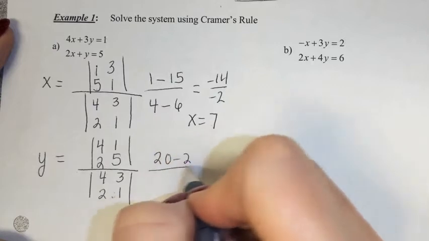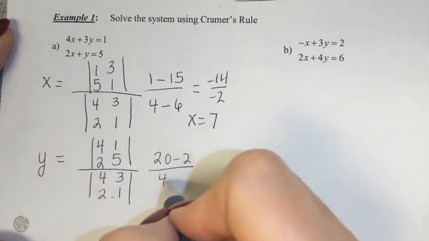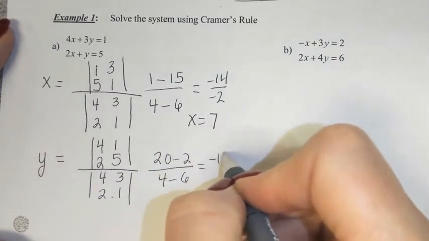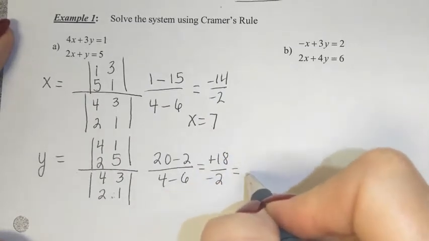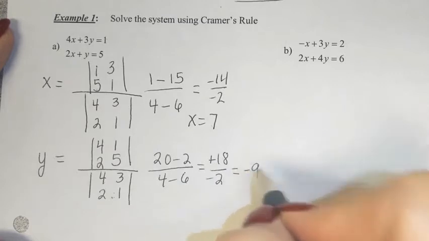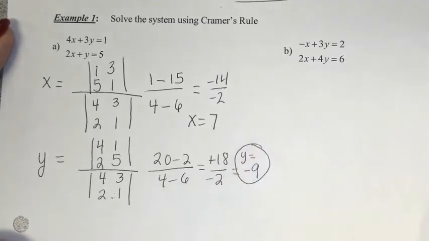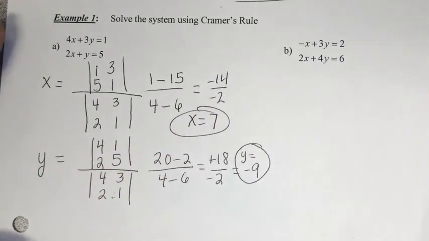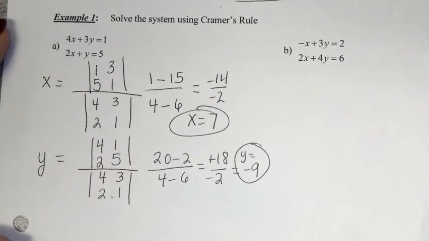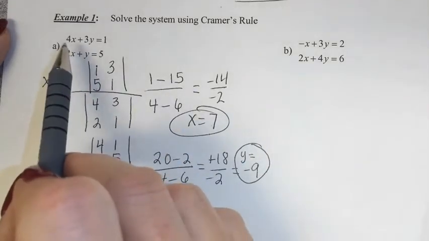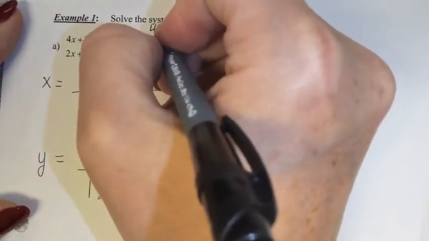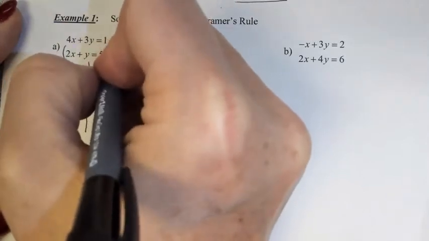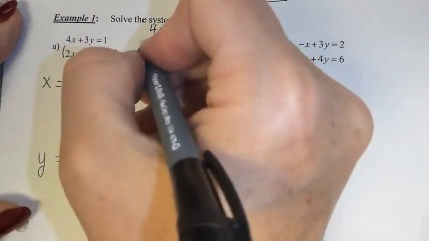So we're going to do 20 minus 2 over 4 minus 6. And that's going to give us negative 18 over negative 2. Positive 18, rather, over negative 2. And that's going to give us negative 9. And so that means that the x and y value that will make this true is 7, -9. So if we plugged in 7 for x and we plugged in -9 for y, we would see that that's going to work.